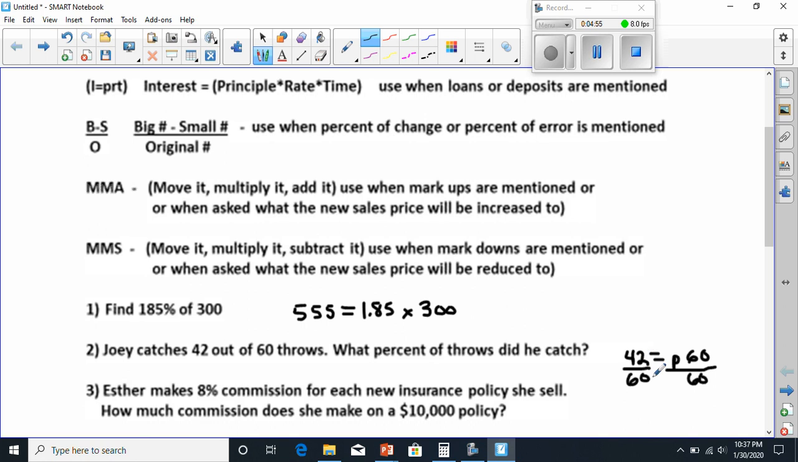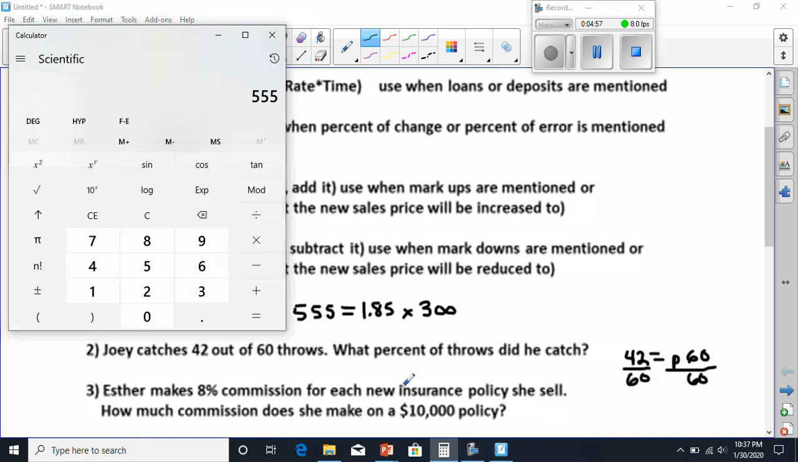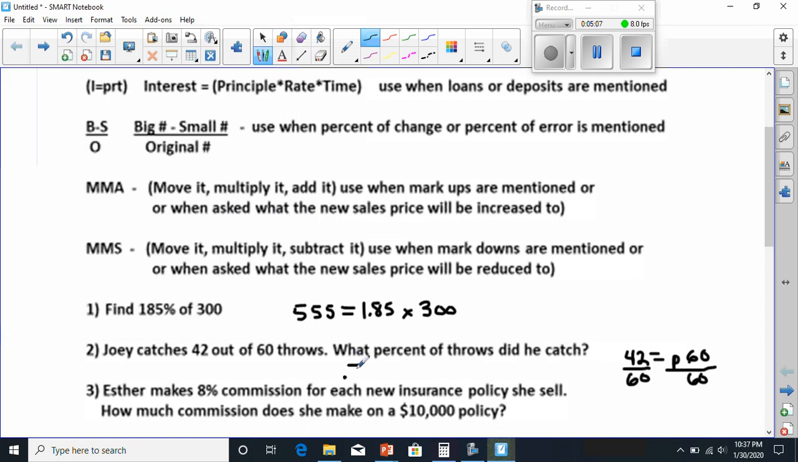And now we see here we have 42 divided by 60. If I take 42 and divide it by 60, that's going to give me 0.7. So now that I know that it's 0.7, I have to realize to turn that into a percent, I have to move that decimal over 2 spaces.